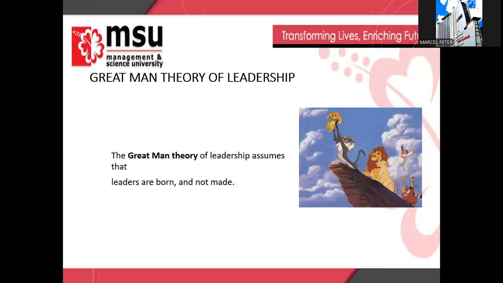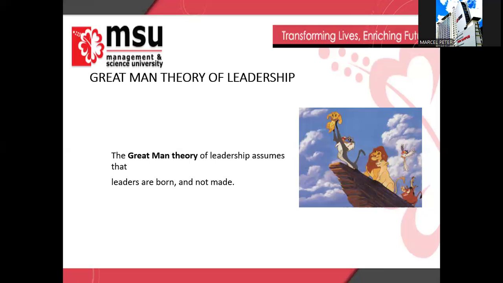Now let's look at the old paradigm theories. There are three. The first one is the great man theory of leadership. Here, the great man theory assumes that leaders are born, not made. This means leadership ability is something a person naturally has from birth. And according to this theory, leaders are special people. Leadership qualities cannot be learned, and only a few people are meant to lead.